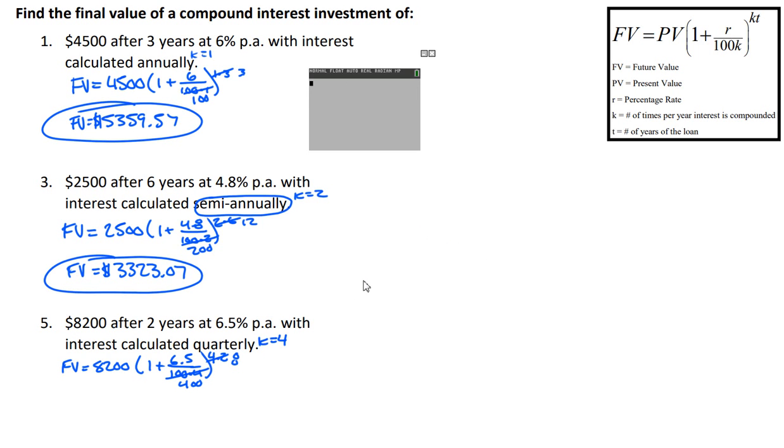So we get 8,200 times 1 plus 6.5, not 65. There we go, 6.5 divided by 400, all to the 8th power. And that gives us 9328.64.